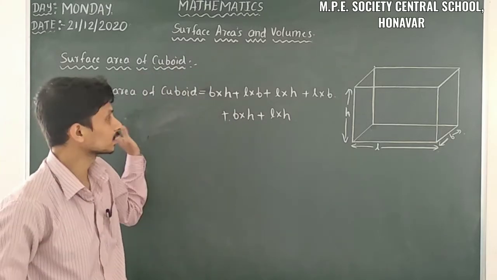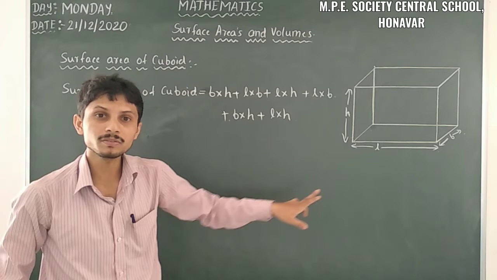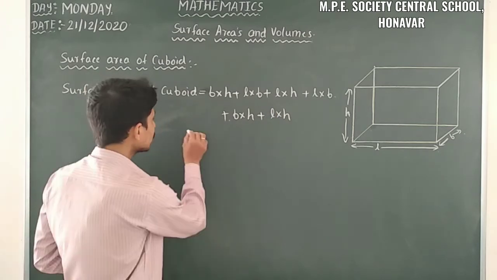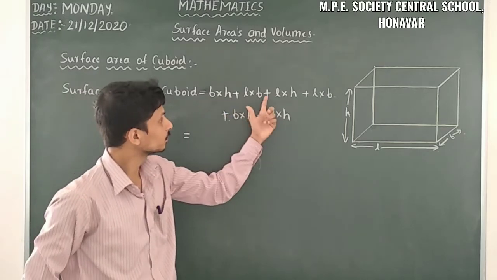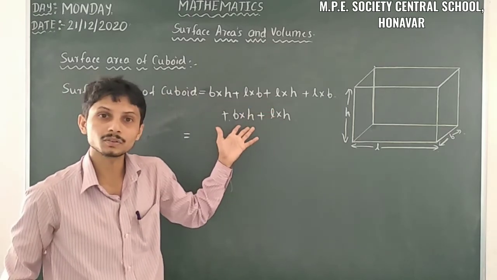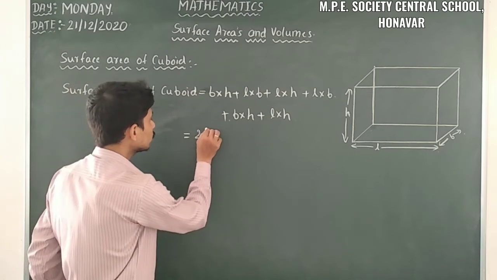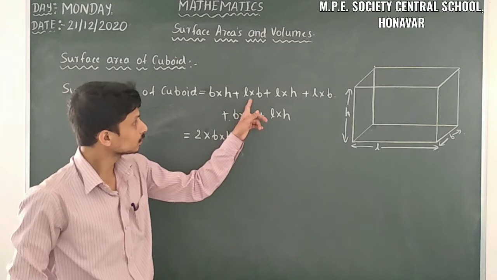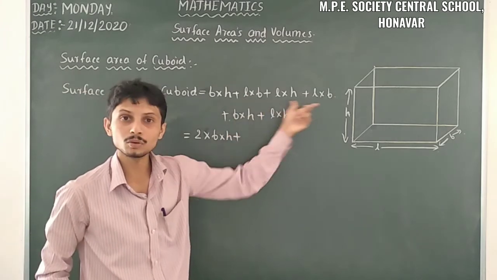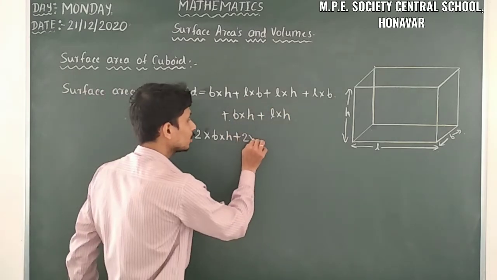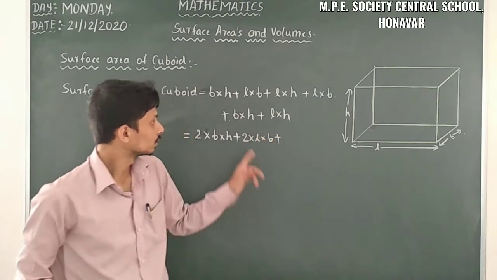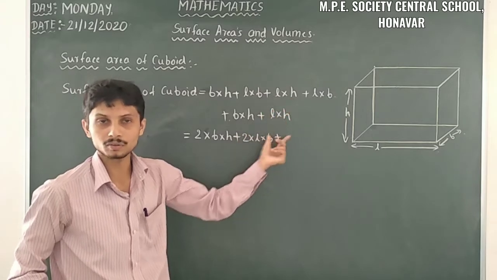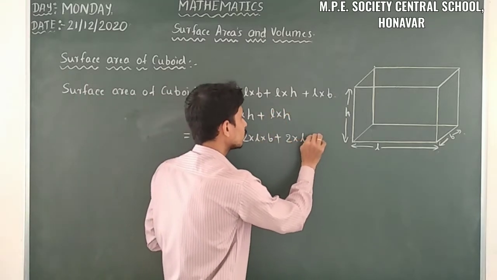The surface area of the complete cuboid is the sum of the areas of all these rectangular faces. Here B into H we have 2 times, so we take 2 into B into H. Then L into B, 2 times we have to add, so 2 into L into B. Then L into H, 2 times, so 2 into L into H.